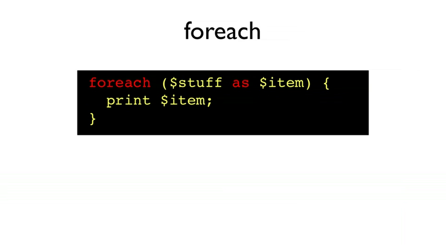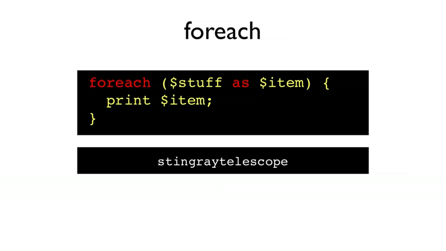The final variation on looping syntax is known as foreach. Foreach is handy if we have an array full of items that we want to execute some code on each element in the array. So in this example, we're going to loop through our stuff array and print each item in that array. So if we recall our original stuff array, we'll get stingray printed by telescope.